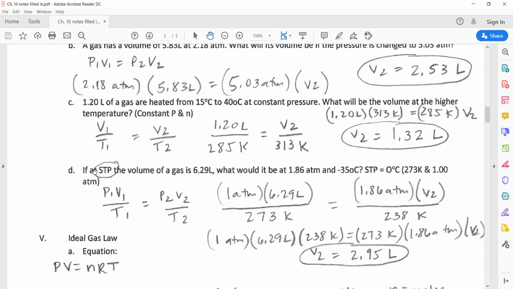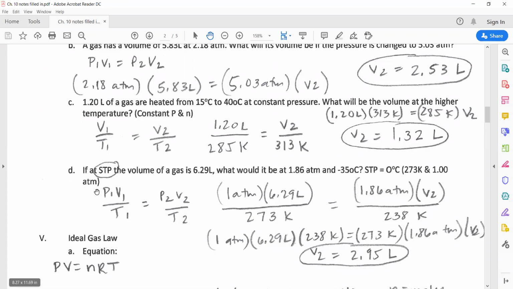Okay, and then the next one says if at STP, so remember that automatically means that I'm at 0 Celsius and 1 atmosphere, the volume of the gas is 6.29 liters. What would it be at 1.86 atmospheres and negative 35 Celsius? And it reminds you here what STP is. So what we notice is that we have volume that's changing, we have pressure that's changing, and temperature. So we have 3 variables this time that we've got to include in our equation. So moles is the only thing we're leaving out, the little n.